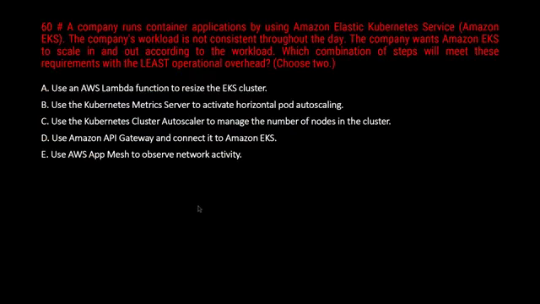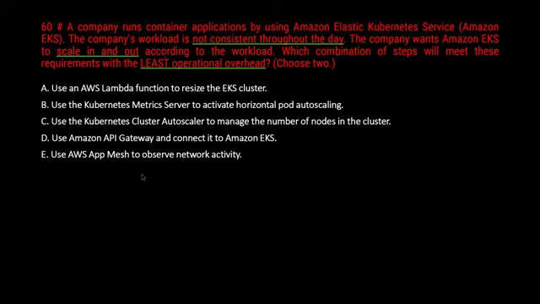Question number 60. A company runs container applications by using Amazon Elastic Kubernetes Service. The company's workload is not consistent throughout the day. The company wants Amazon EKS to scale in and out according to the workload. Which combination of steps will meet these requirements with the least operational overhead? Again, least operational overhead means don't introduce anything new. Go with whatever you already have. Since they have EKS, do modifications to EKS and make it work. That's what operational overhead means.